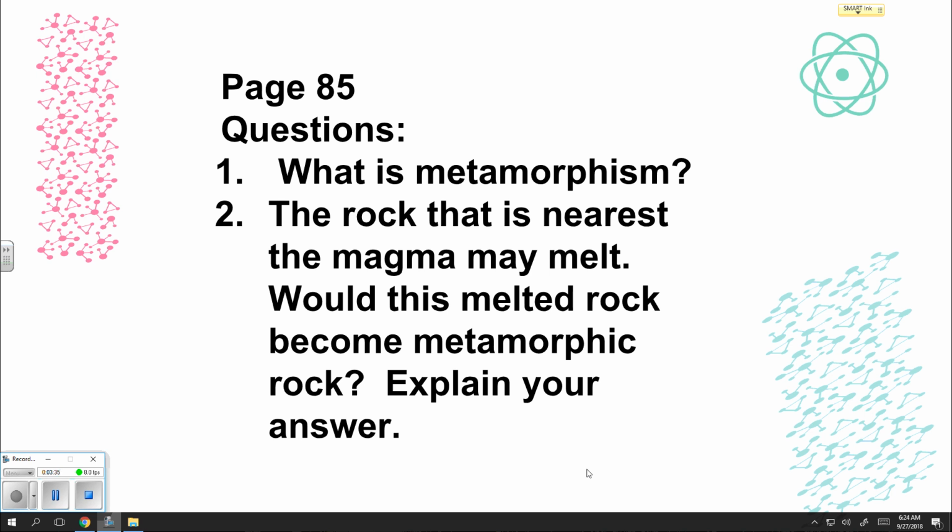Question 2. The rock that is nearest magma may melt. Would this melted rock become metamorphic rock? Explain your answer. No, it would not. Once the rock melts, it becomes magma, which when it cools becomes igneous rock. And the answer is no.